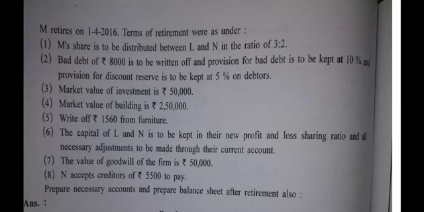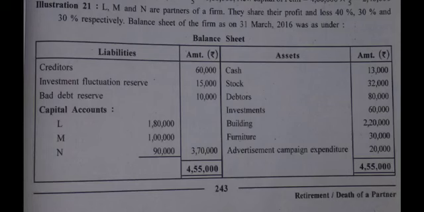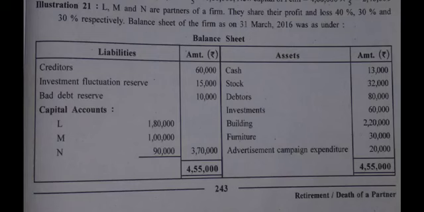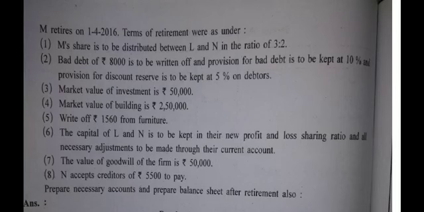Market value of investment is rupees 50,000. Let us check its book value. 60,000. What is the market value? 50,000. Decrease in the value of investment. What is loss? 10,000. It was 60,000 here. It is 50,000 in the adjustment. So there is a loss of 10,000.